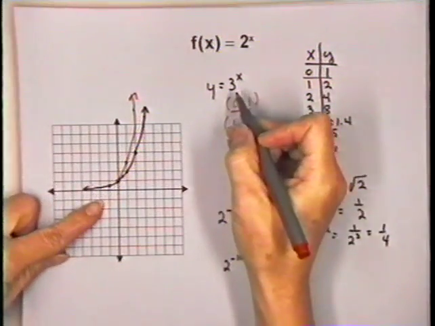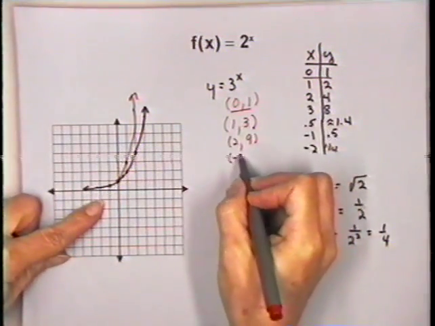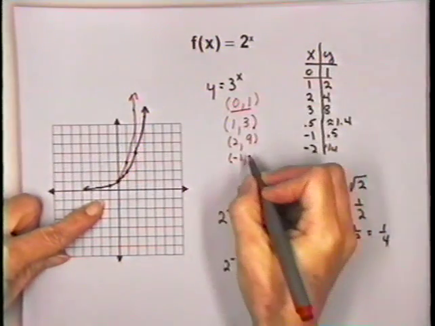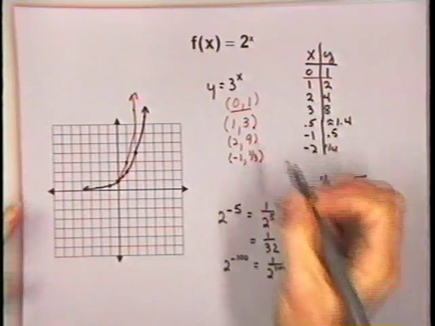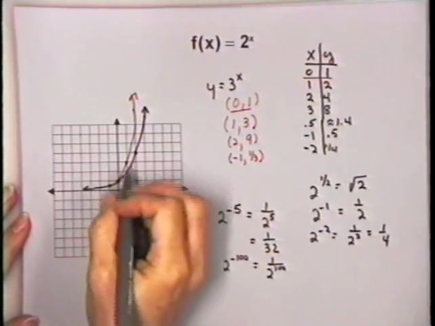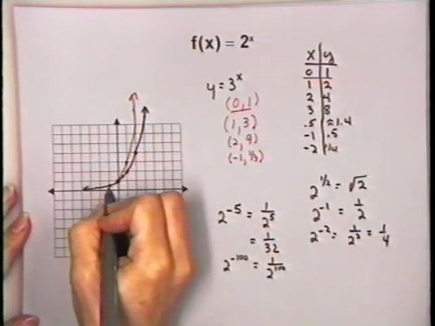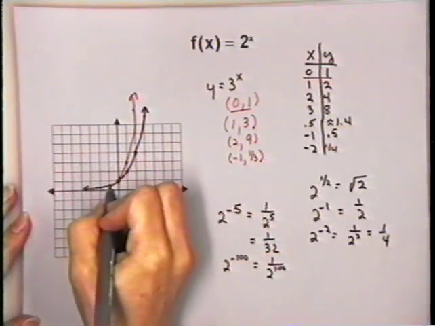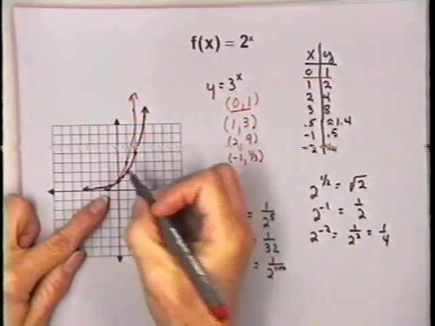Now, let's go in this negative direction for a second and see what happens. If x is negative 1, 3 to the negative 1 means 1 over 3, or 1/3. Well, a while ago, for this other function, negative 1 gave me a half. So here, 1/3 is going to be below that 1/2. So here's kind of what happens here. That's kind of difficult to see.